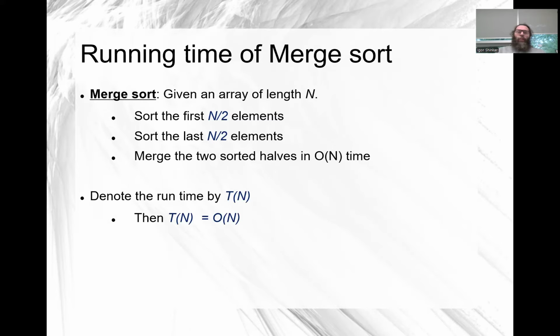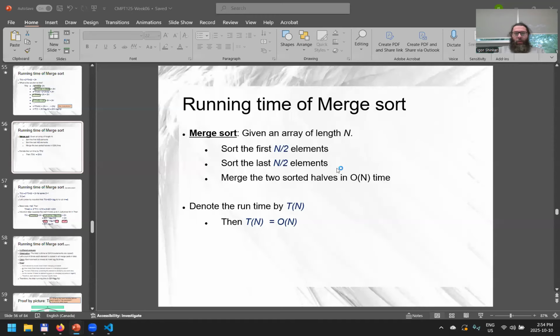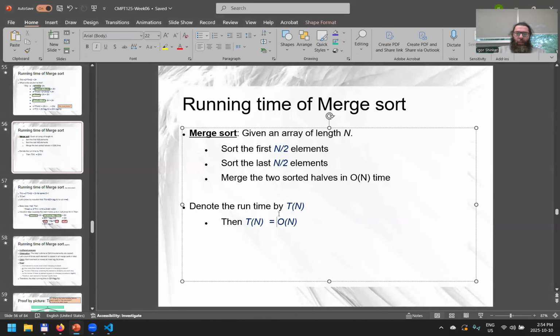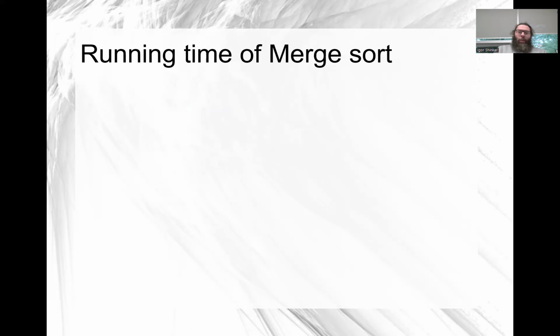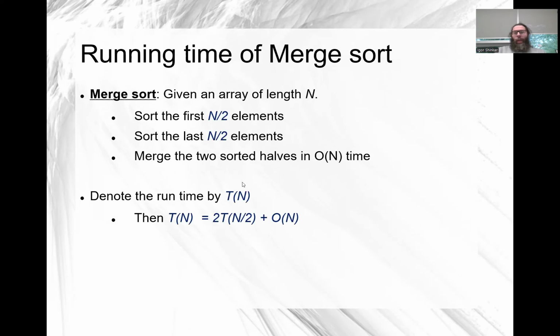And we said the running time of this is 2 times T of n over 2, right? So we have two recursive calls, plus order n for the merge. And we would like to analyze it. So we saw one analysis in class last time, but I will show you another analysis.